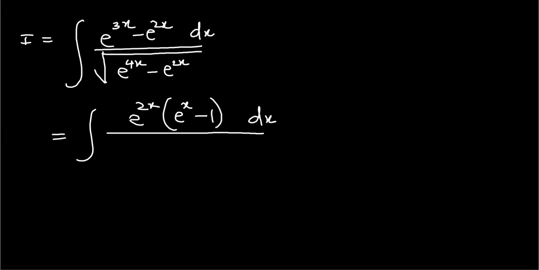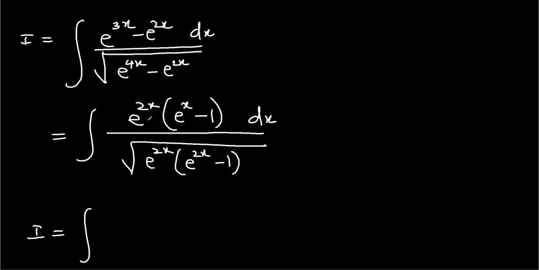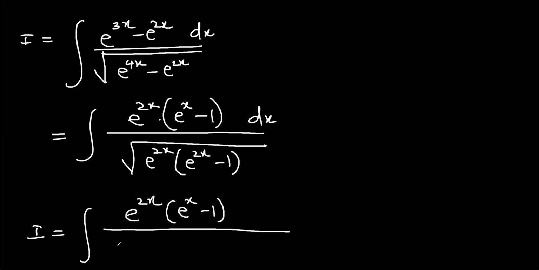And here what you get, I take e raised to 2x common inside the square root. So when e raised to 2x is common, you get e raised to 2x minus 1. Then I equals to, I will write this as e raised to 2x, here e raised to 2x into e raised to x minus 1.